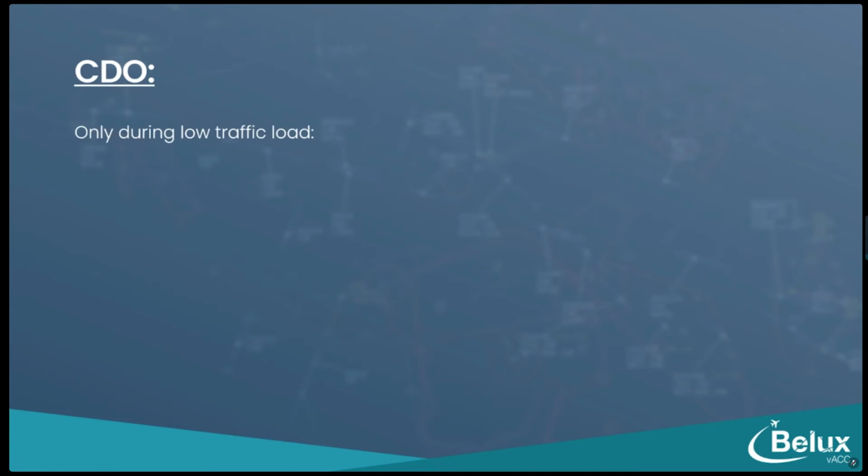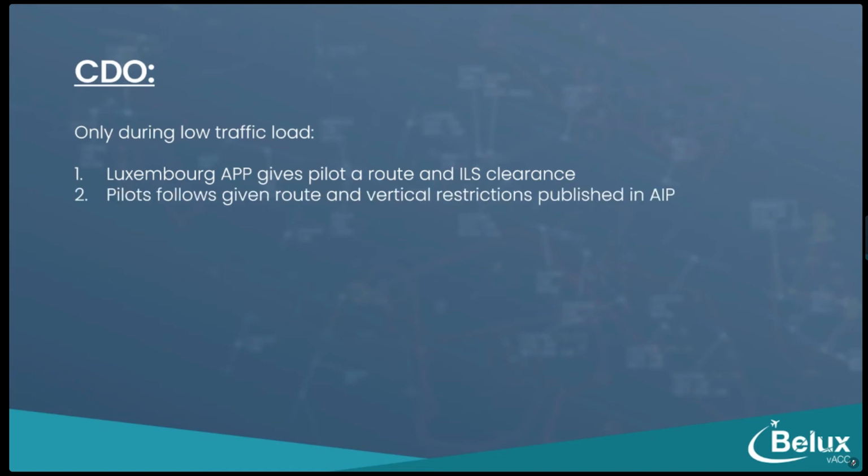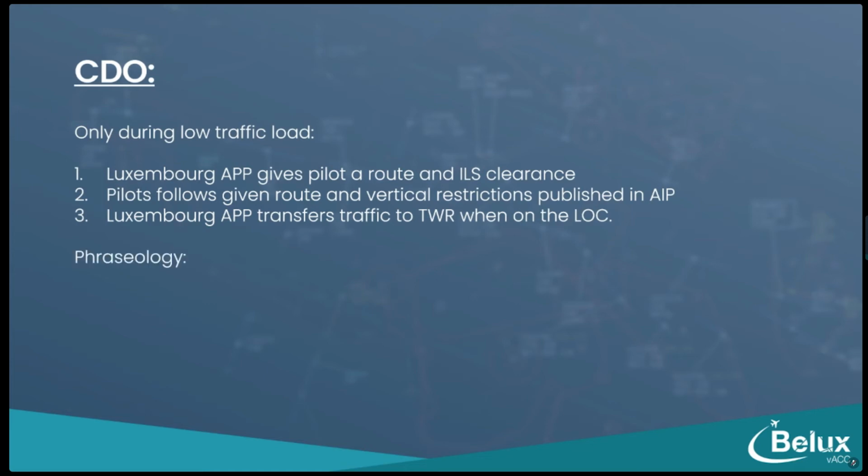But what CDO at Luxembourg basically means, and you can only apply it during low traffic load, is 1. Basically, Luxembourg Approach gives the pilot a route and an ILS clearance, and we'll have a look at these routes in a moment. And then 2, pilot follows a given route and vertical restrictions published in AIP. And Luxembourg Approach transfers traffic to tower when they are on the localizer. That's it. Very, very easy.